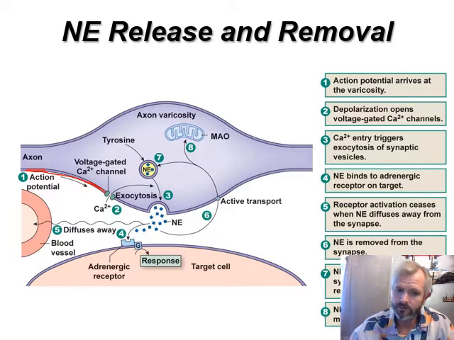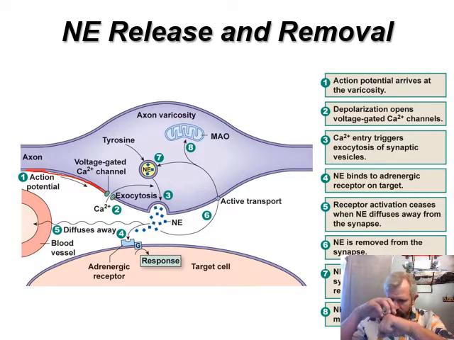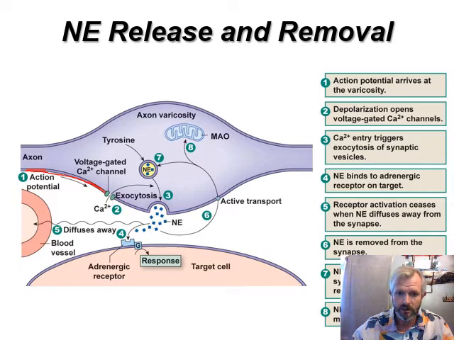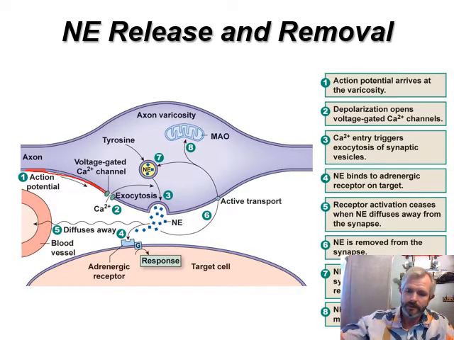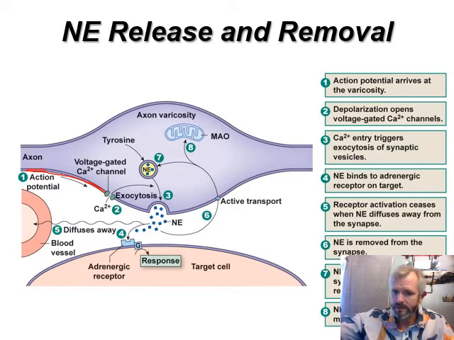Okay. In this case, we're out here. We're not in this little distinct synapse, so this is all interstitial fluid. So we get our response binding, and then the neurotransmitter will diffuse away. Okay, so very similar. Just recognize that this is going to happen multiple times down these axons because there are multiple varicosities in which the neurotransmitter is going to be released.